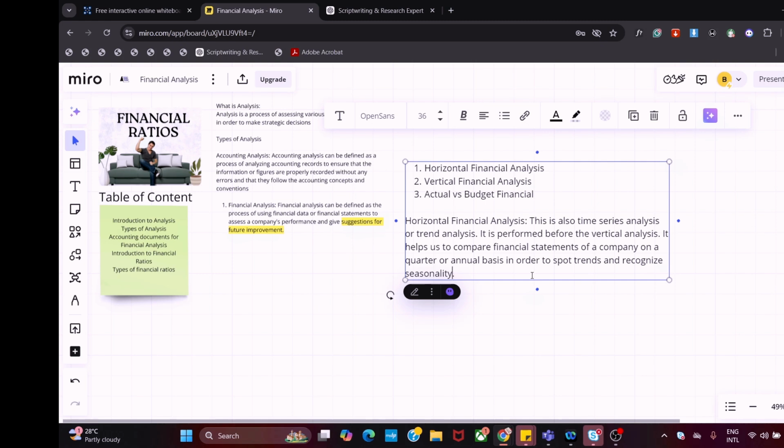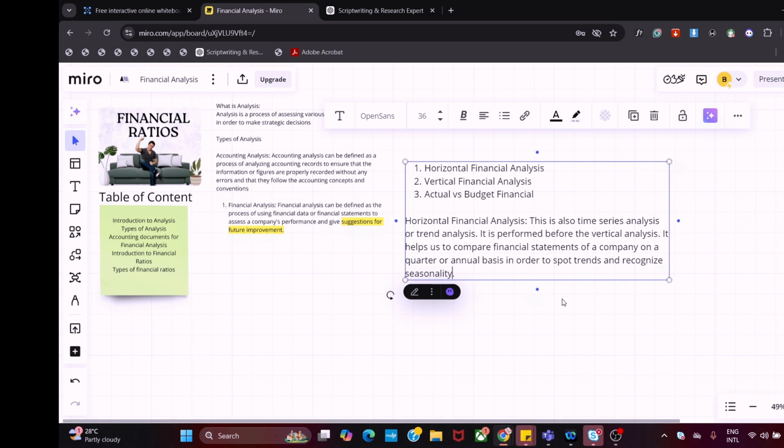By comparing the balance sheet for 6 months, you recognize trends, you recognize seasonality. You recognize maybe the company kept making profits for the 6 months, or you come to realize maybe there was a month when the company experienced a slope down in profits. So this is what horizontal financial analysis is all about.